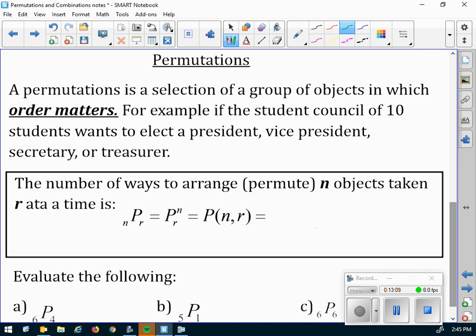How many choices do they have for vice president? 9, because the president can't be the vice president. How many choices do they have for secretary and treasurer? 10 times 9 times 8 times 7. Oh my gosh, that's the beginning of 10 factorial.